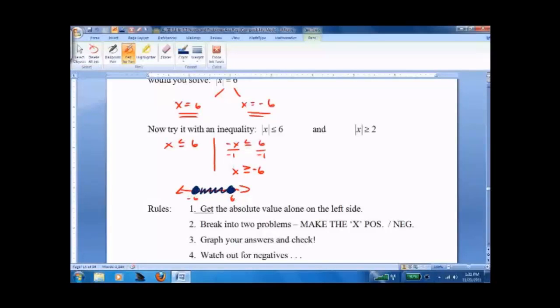Everything in between. Let's check we did it right. Is 0 less than or equal to 6? Yes. Negative 5 less than or equal to absolute value of negative 5 less than or equal to 6. Yes. Looks like we did this one correctly.